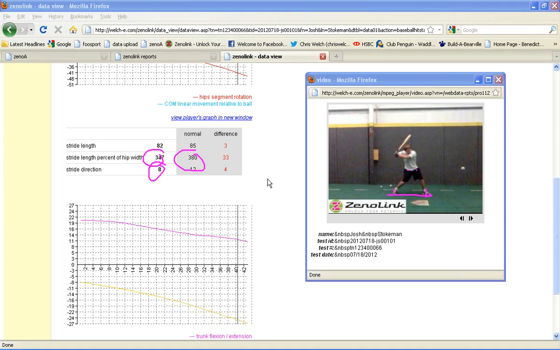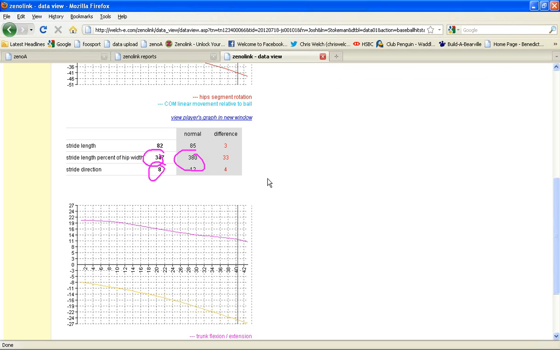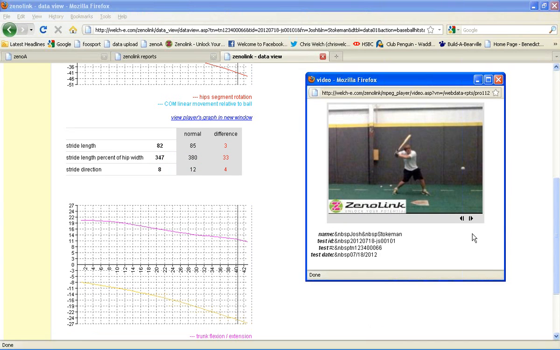So stride overall is pretty effective. It might be a little bit short, but in general, pretty effective. So we want to learn how to use that stride to be more effective creating force. So when the foot is on the ground, lead foot pushes this direction, rear foot pushing this direction along the ground.